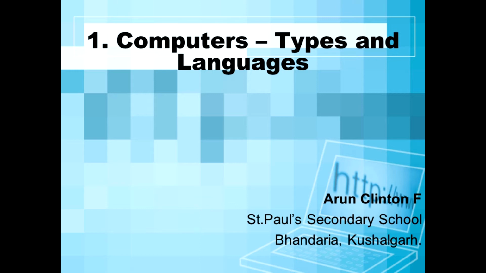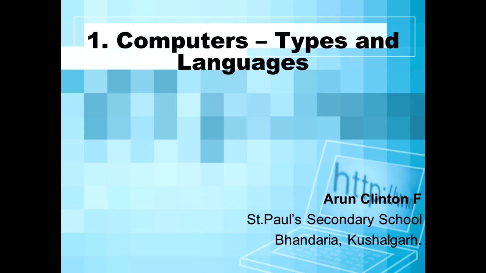Today, computer science. We will see lesson 1, computers, types and languages. We have seen so many computers we are using in the shops, in the school, in hospitals, railway stations, airports. Everywhere, all the places are doing their work by using computers. Each place depends upon their purposes and their size.